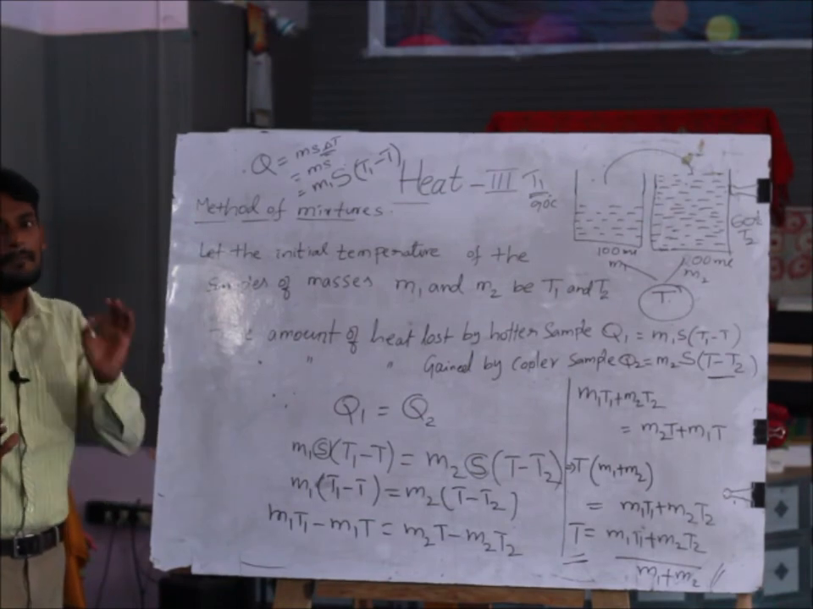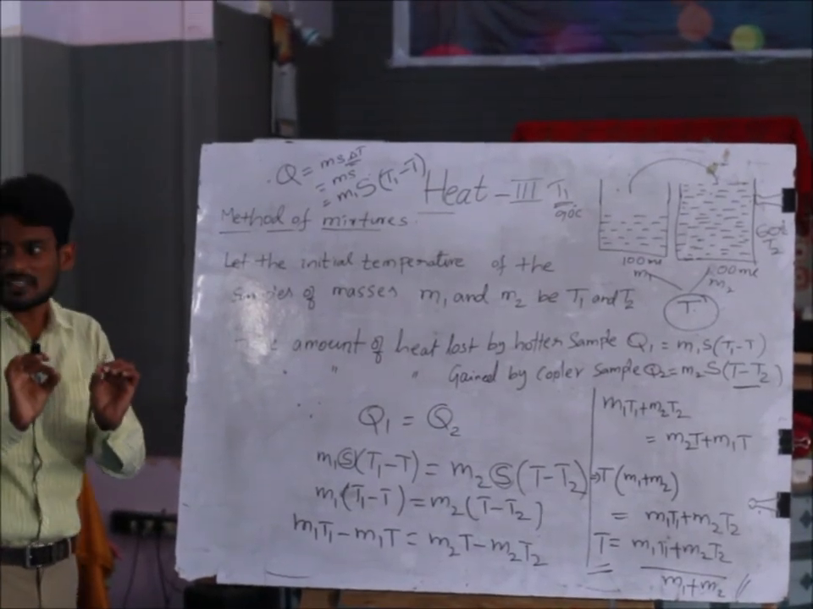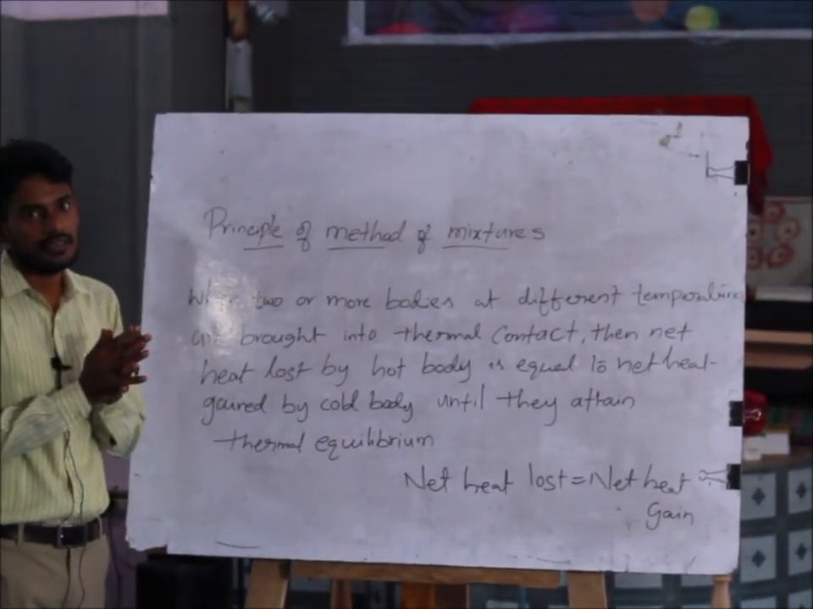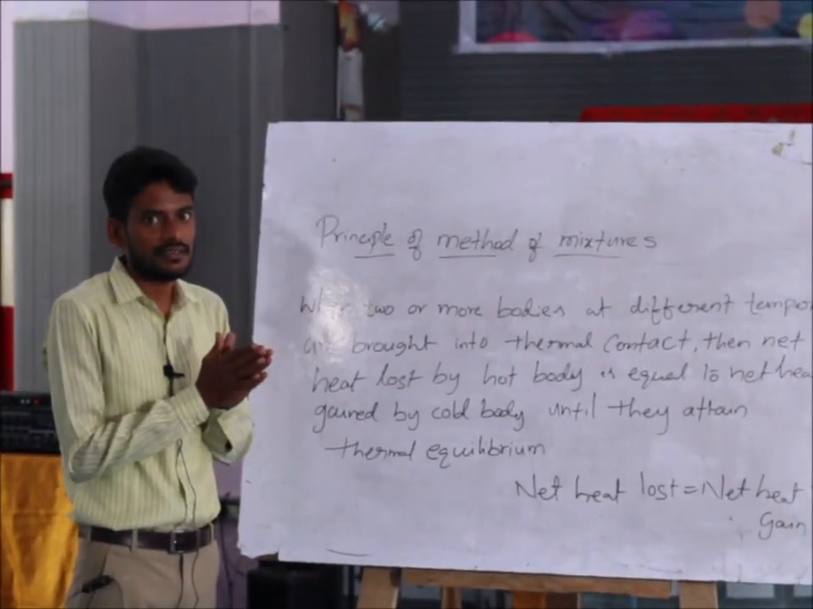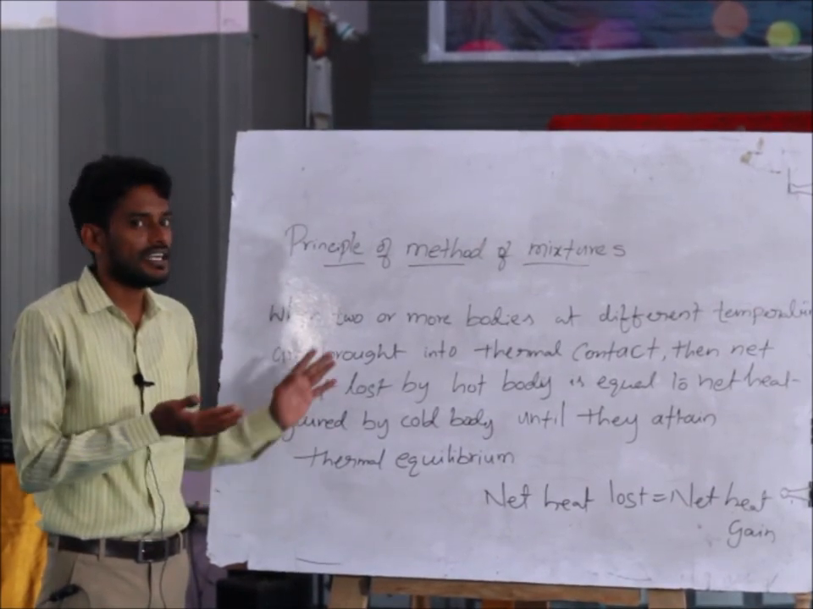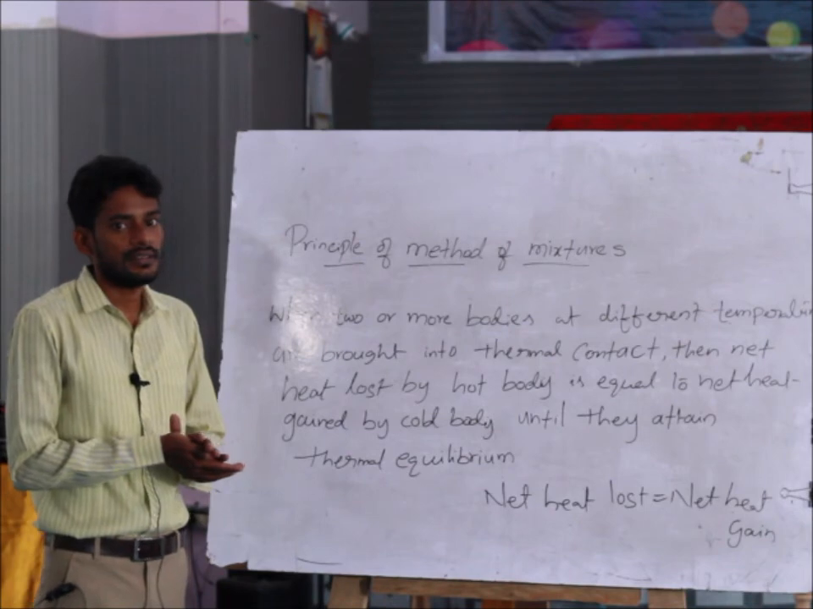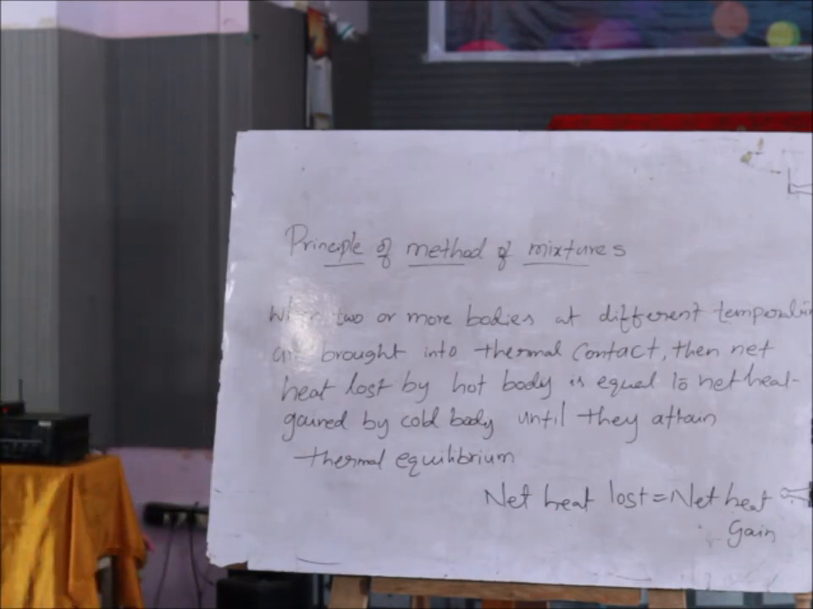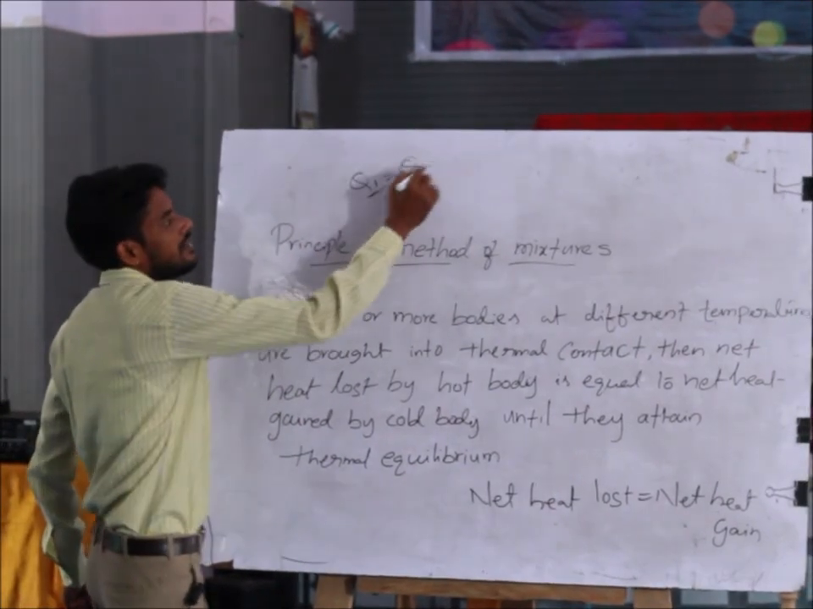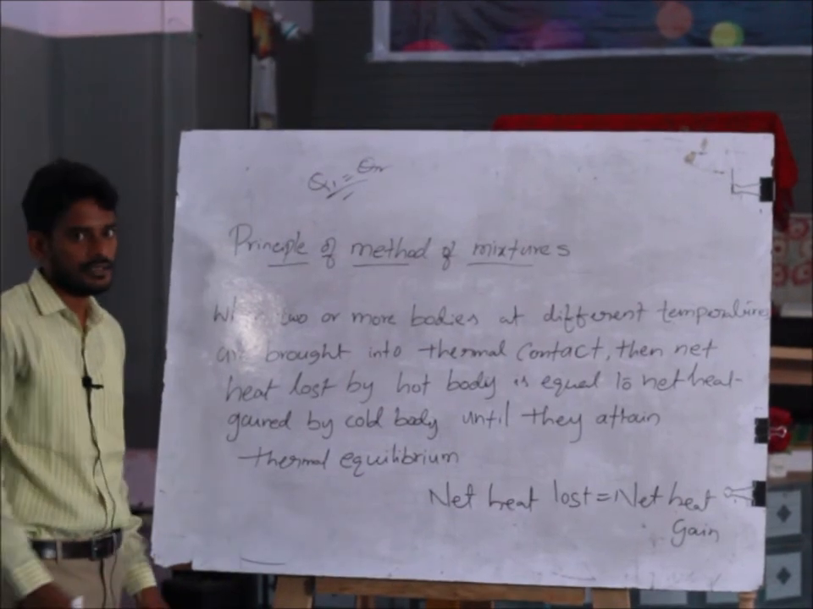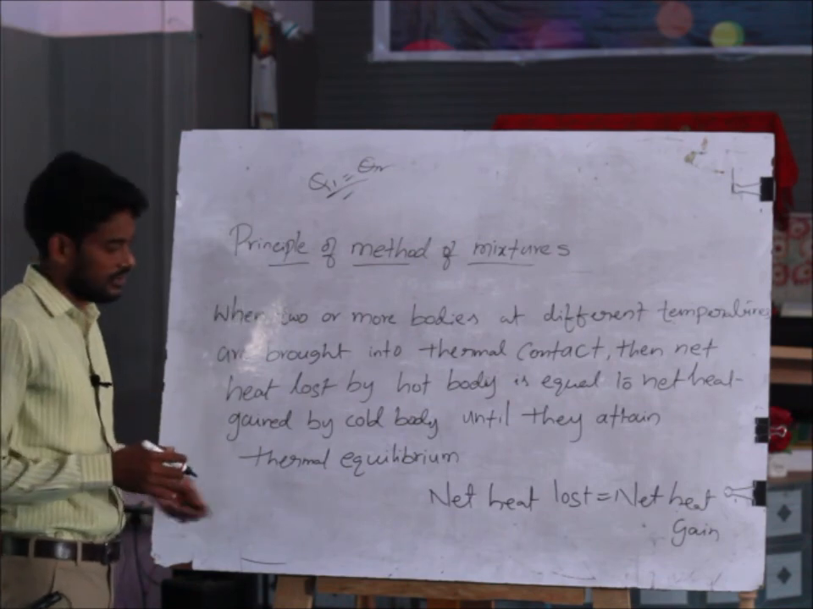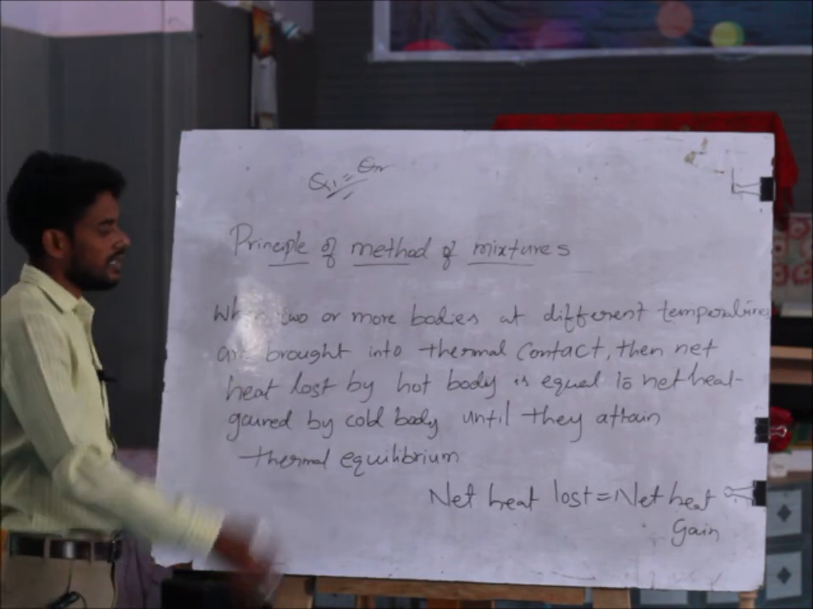Finally, the principle of method of mixtures. When two or more bodies are brought into thermal contact, the net heat lost by the hotter sample should be equal to the net heat gained by the colder body until they attain thermal equilibrium, that means the same temperature. There onwards no heat flow because of the same temperature. Finally, net heat lost equals net heat gained.